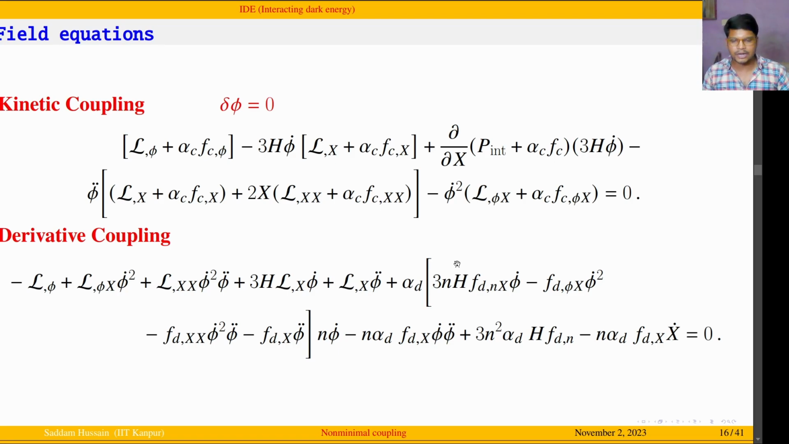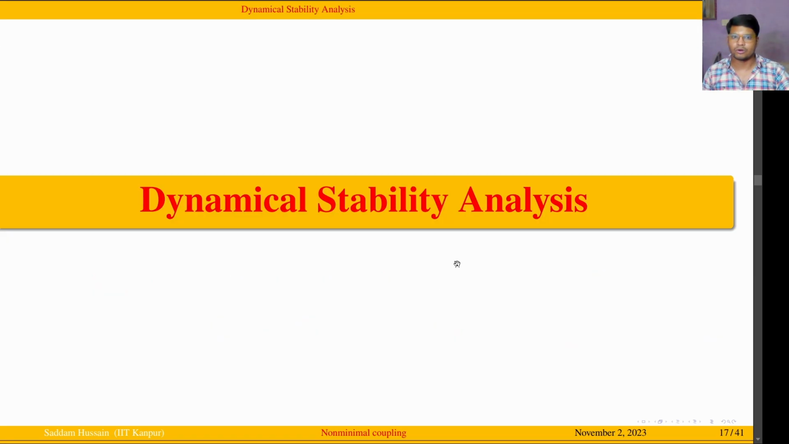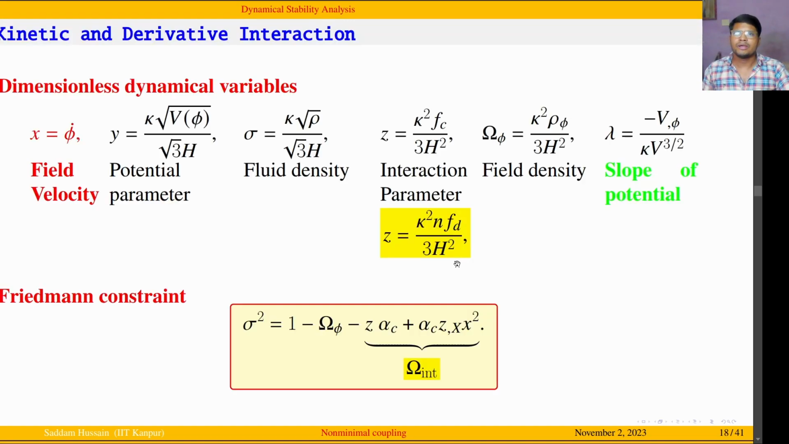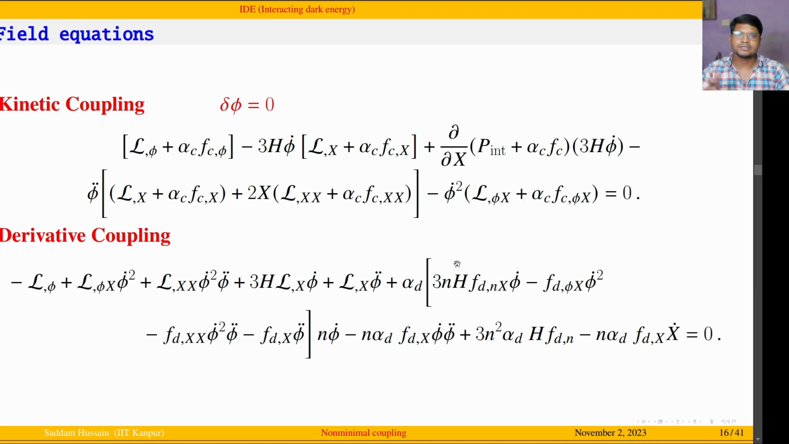So how can we check the viability of the models that we have worked out? For that, we want to understand the qualitative behavior of the model that we are going to propose. How are we going to understand the dynamic qualitative behavior of the models that we have already proposed? We can see over here that phi double dot and all these things signify the second derivative.